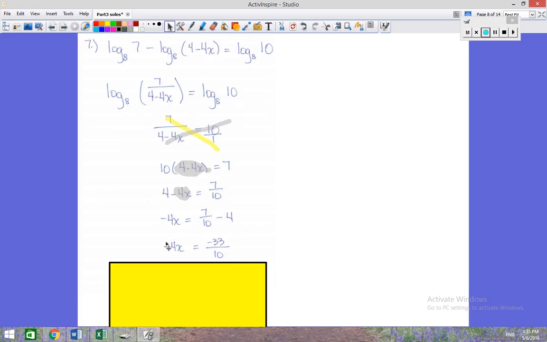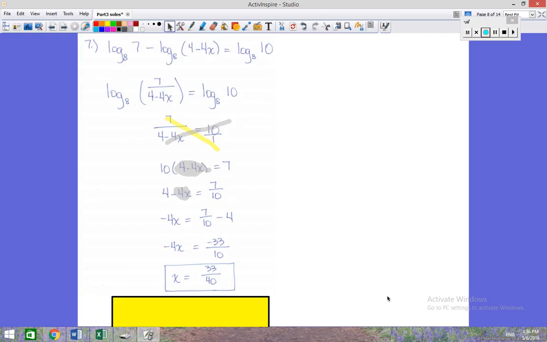I'm now going to divide both sides by a negative 4, so I'm going to put that negative 4 in the denominator. The negative over the negative signs will cancel, and I'll have 33 over 40 as my final answer. If you plug it in, the 4 minus 4 times 33 over 40, the 33 over 10, 3.3, 4 minus 3.3 is positive. This is not going to be extraneous. This difference of 4 minus 4 times 33 over 40 is a positive difference.